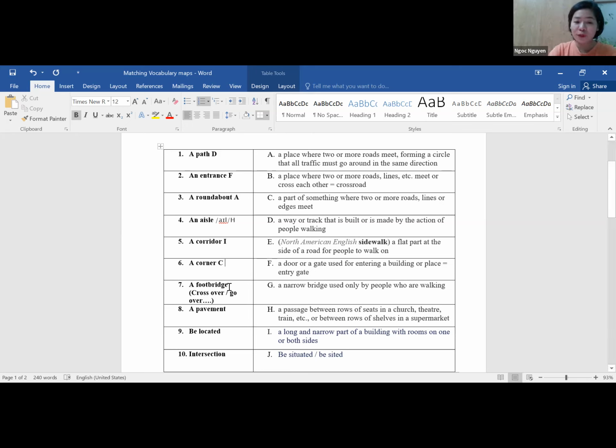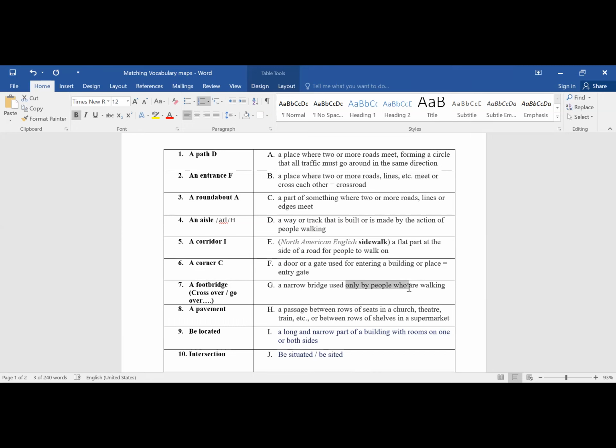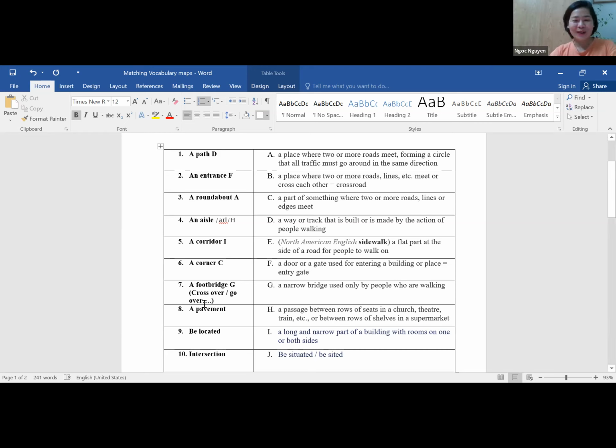Hello, Thuy Linh. A footbridge. Hello, teacher. I think that footbridge, I choose the G. Letter G. Yes. Being used only by people who are walking. And Linh, are vehicles like cars or motorbikes allowed to travel on a footbridge? I don't think so, but in Vietnam we have some situations when we have a traffic jam. Yeah, people break traffic laws, but they are actually not allowed to do so, right?